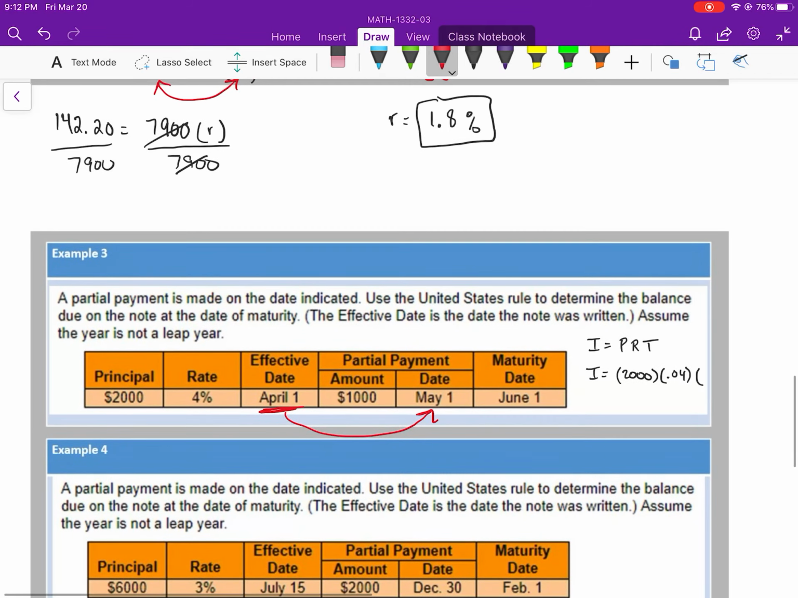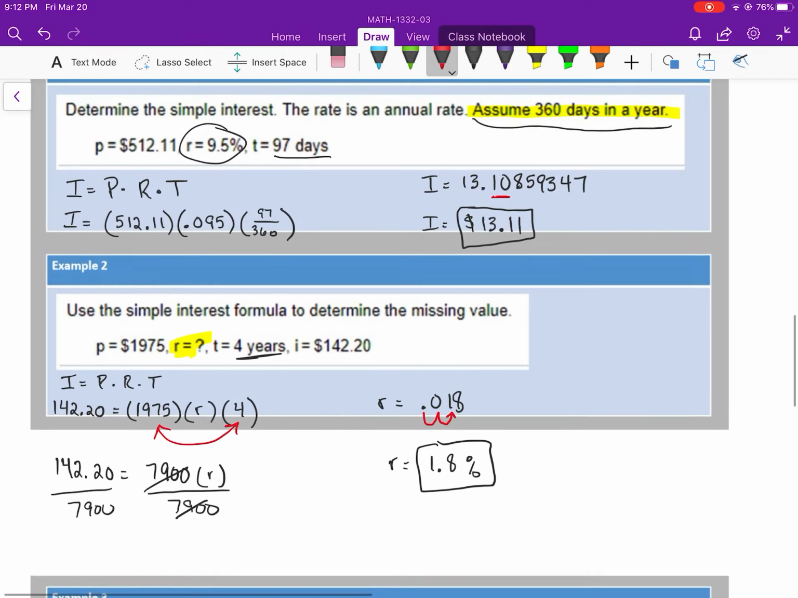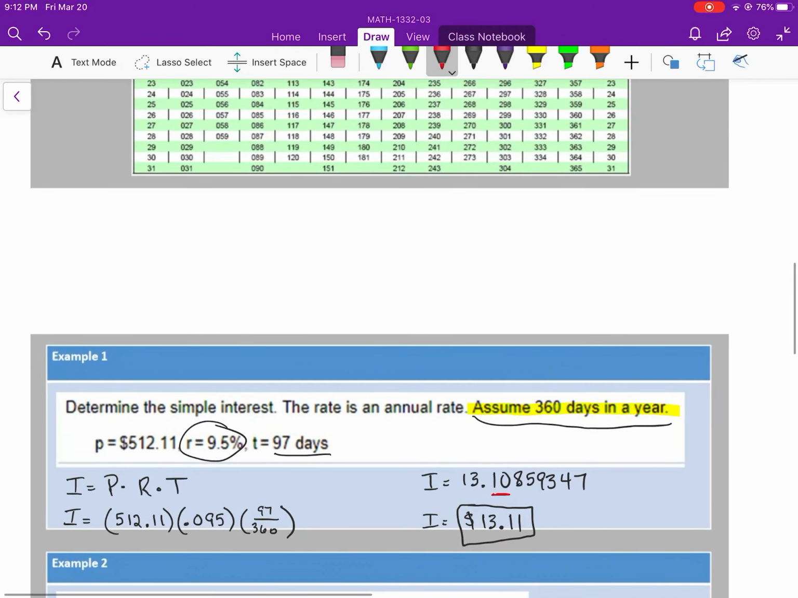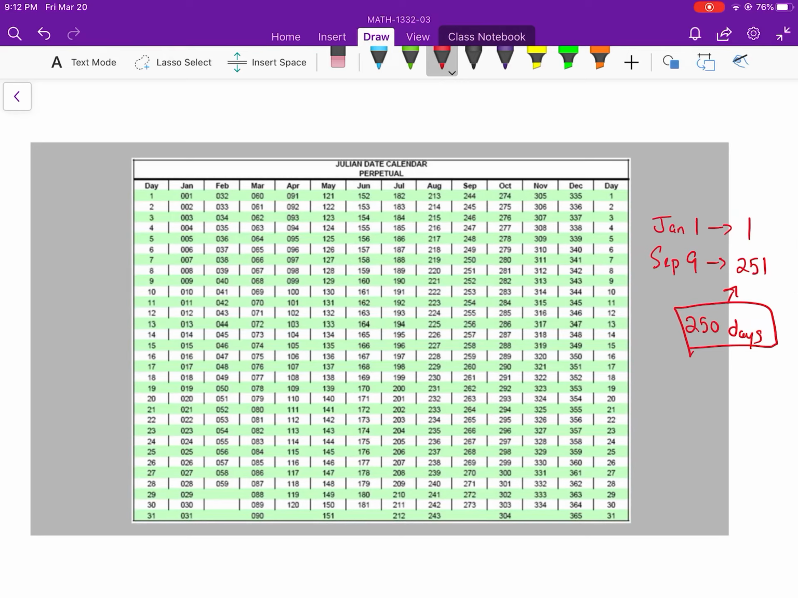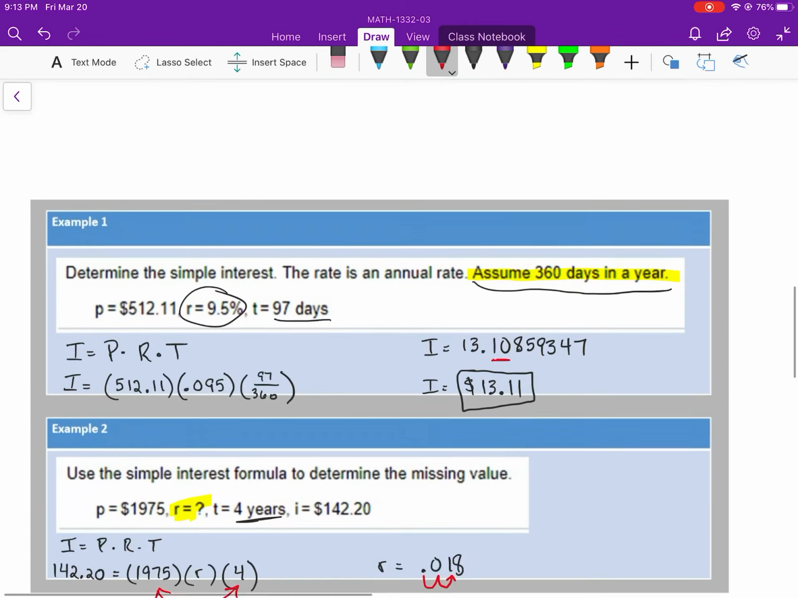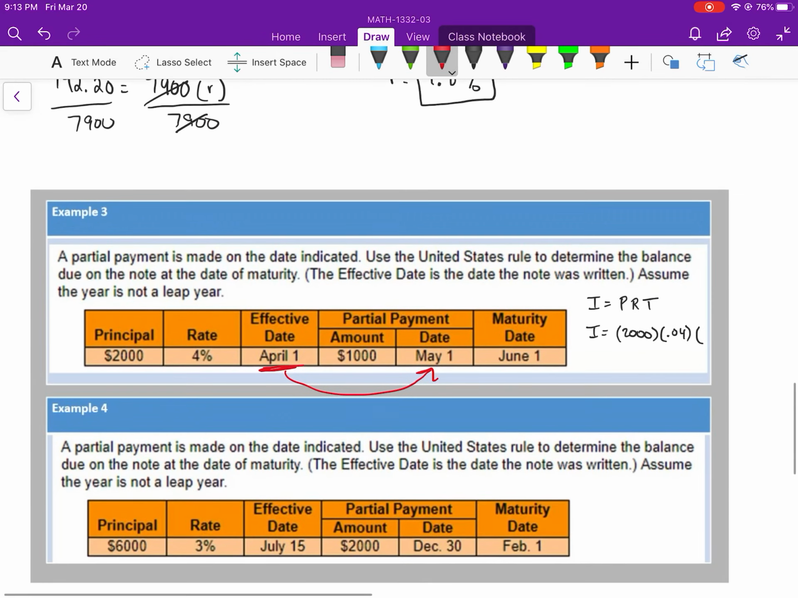I'm going to be scrolling back and forth here. So again, if you need to pause your video, please do. April 1st to May 1st. April 1st right here, May 1st right here. So we have 121 minus 91, which looks like that's 30 days. So that's 30 days from April 1st to May 1st.